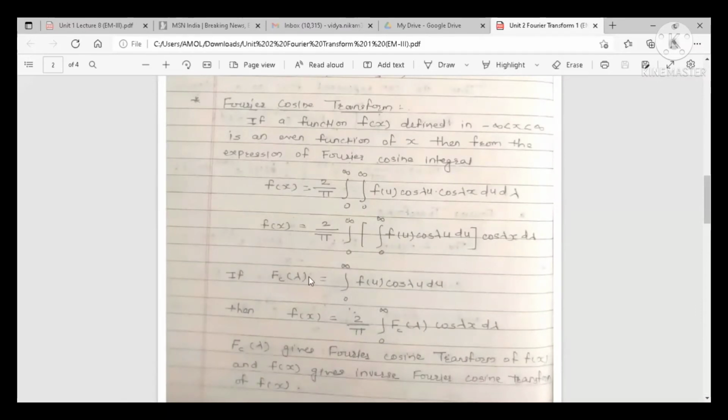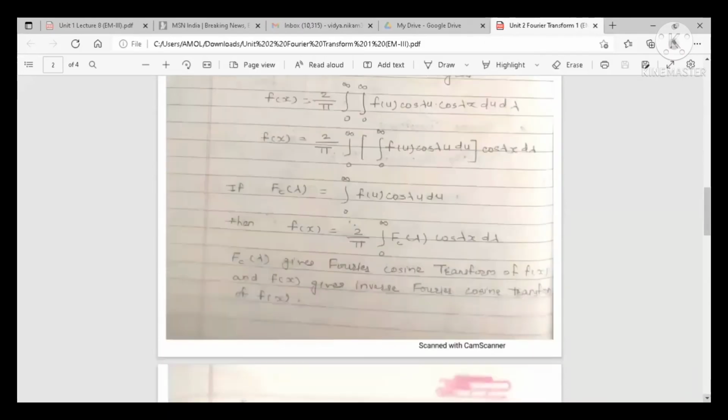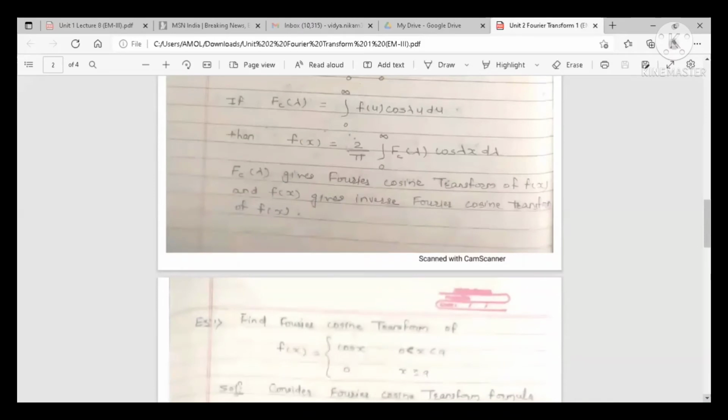It is equal to Fc(λ) = ∫₀^∞ f(u) cos λu du. And then the inverse Fourier cosine transform, its formula is f(x) = (2/π) ∫₀^∞ Fc(λ) cos λx dλ. So there are three concepts: Fourier transform, Fourier cosine transform, Fourier sine transform, and their inverses. So there are total six results. Now the examples based on these six results.